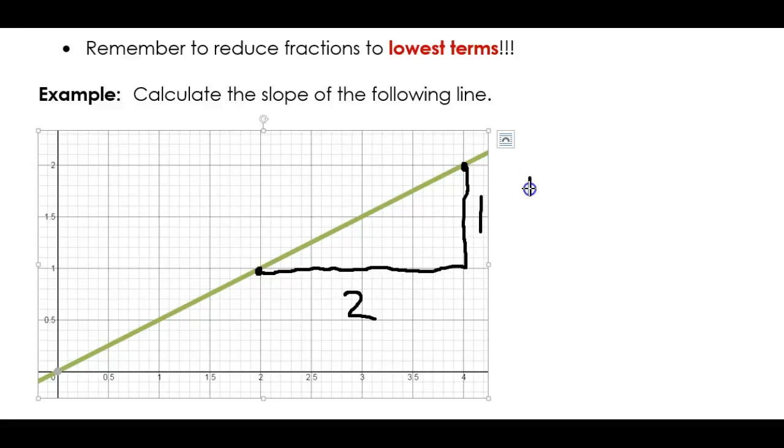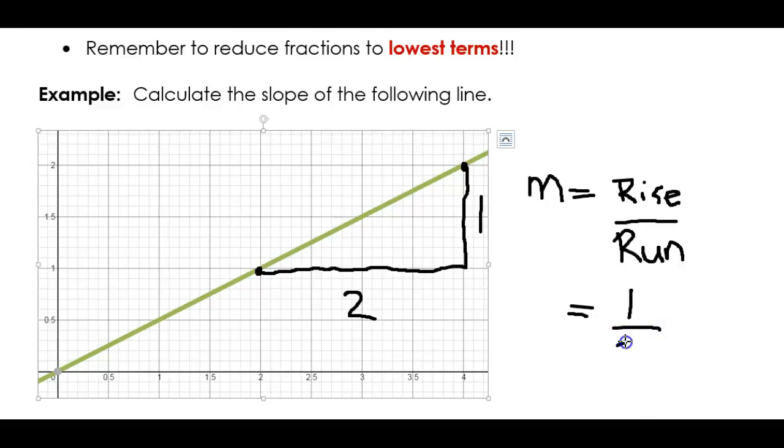So calculating slope, my slope with the symbol m is always my rise over my run. And so now all I have to do is plug in these values. My rise is 1 and my run is 2. And so I'm actually good. I have a rise over run. My slope is a half, and I'm going to leave that as a fraction.